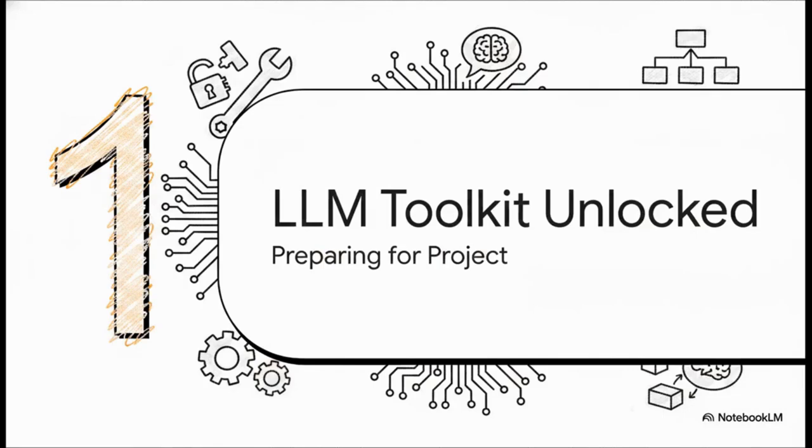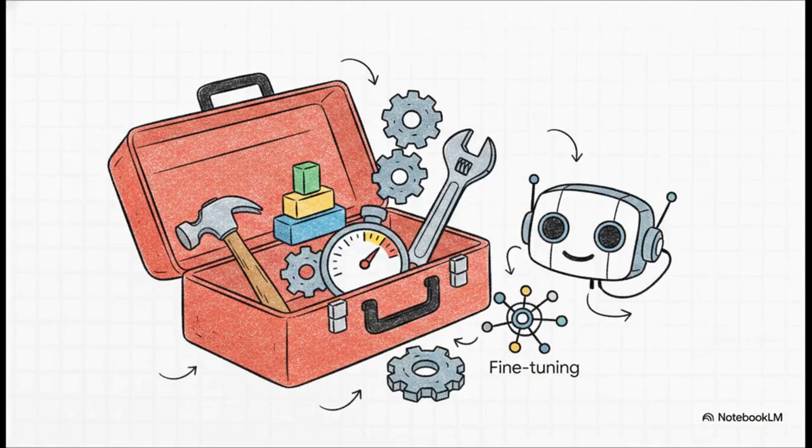Starting off with Section 1, the LLM toolkit unlocked, preparing for our final project. All right, so we've got 6 essential building blocks today: tokens, context window, temperature, embeddings, fine-tuning, and RAG. Now, I really don't want you to view these as just a bunch of boring, highly technical definitions. Instead, think of them as an accessible, essential toolkit. Literally, just as a carpenter needs a hammer, a saw, and a tape measure to build a house, we absolutely need these specific tools to construct our ultimate goal, a fully functional AI Q&A bot.